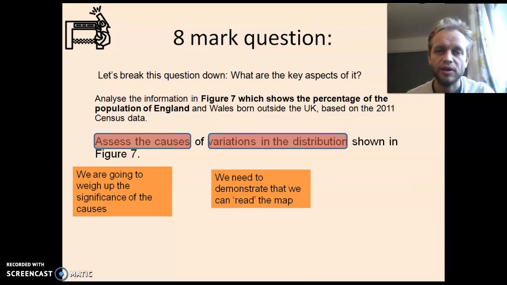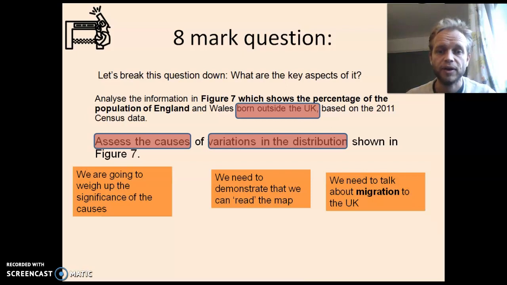And that's where something like PQE comes in. You can say, what's the pattern? How can we quantify it? And then are there any exceptions? And then obviously we're talking about migration. If people are born outside of the UK, they have come to the UK as an immigrant.